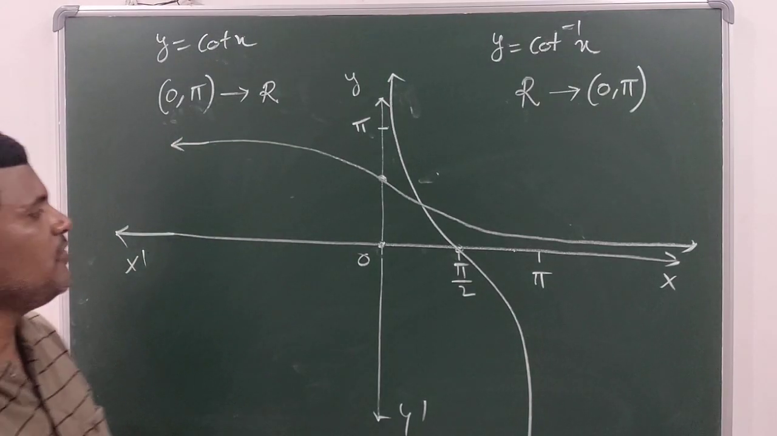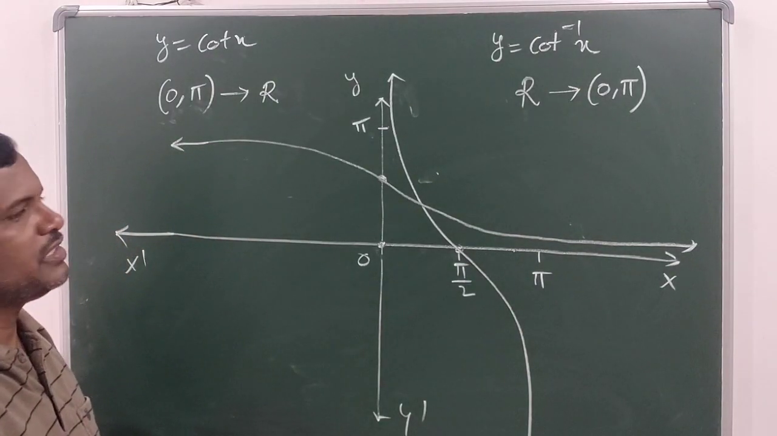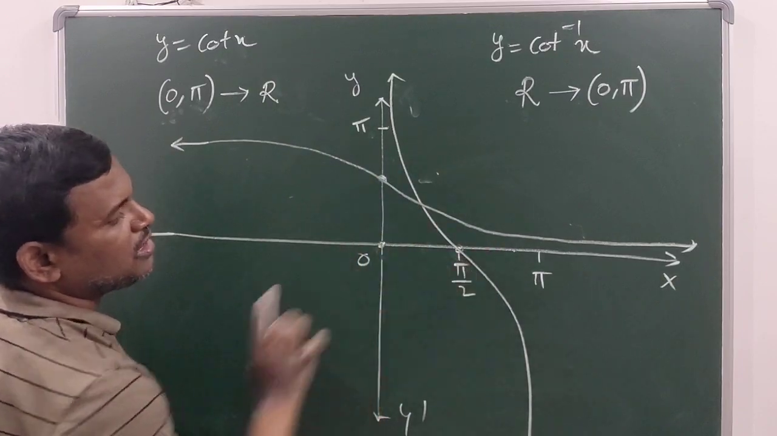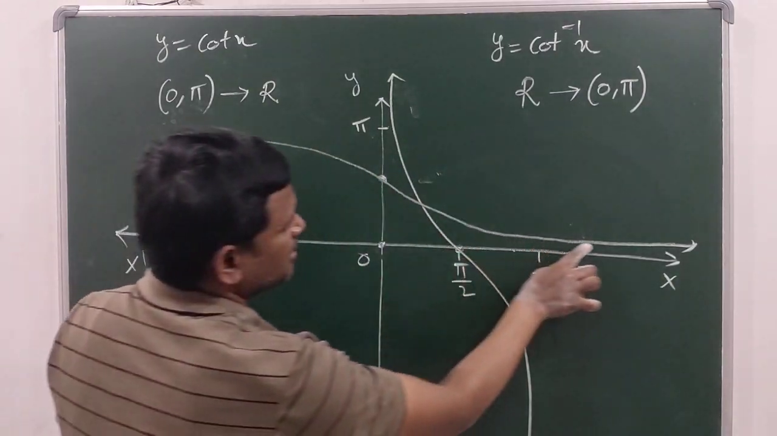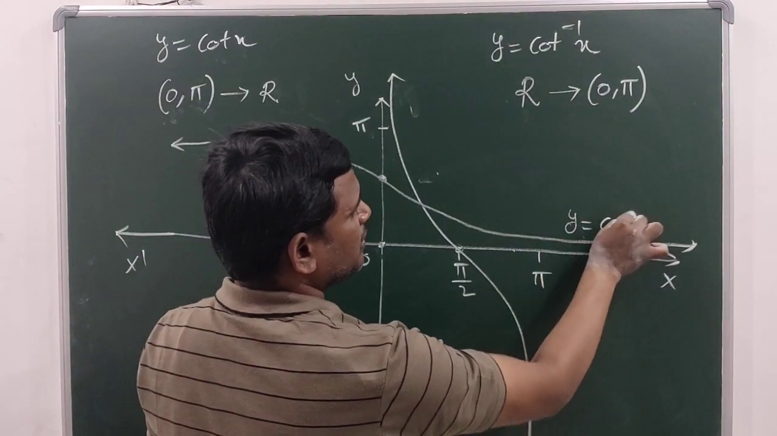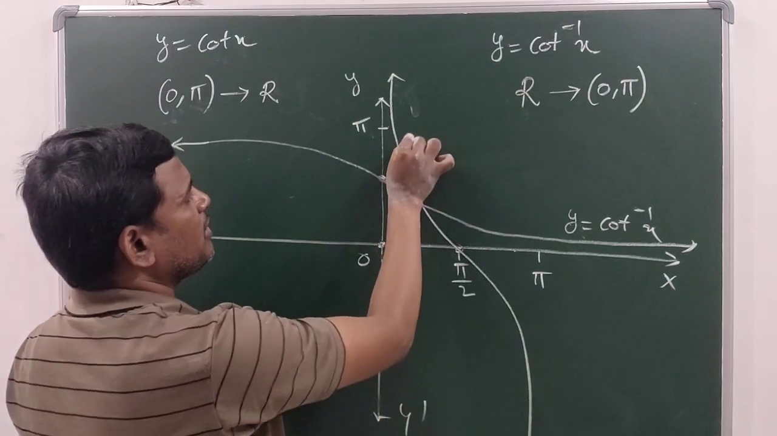Cot inverse of x graph in this interval 0 to pi. Cot inverse of x, through the pi, through the 0. If you draw the horizontal lines, that horizontal lines should not touch this curve. What is this? Graph of cot inverse of x. What is this? Graph of cot x.